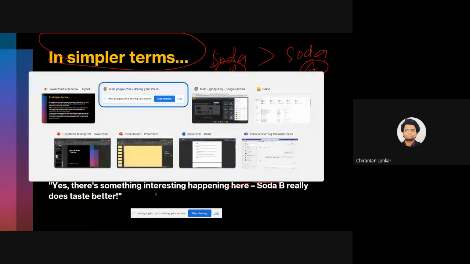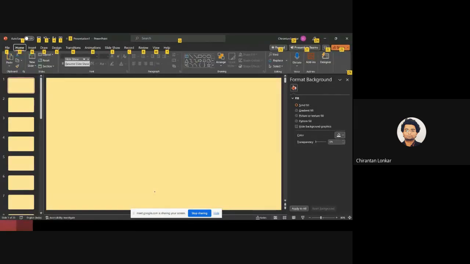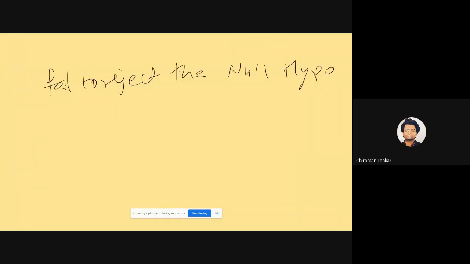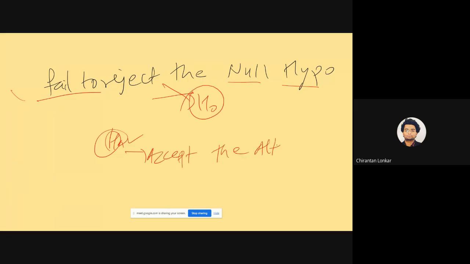Guys, if you can recall, what are the two statements? One statement says that we fail to reject the null hypothesis. We fail to reject the null hypothesis. We don't say that we accept the null hypothesis. If I want to go ahead with the null hypothesis, I'm going to say that I fail to reject the null hypothesis. And if we are going ahead with the alternate hypothesis, we say that we accept the alternate hypothesis. What is the null hypothesis again? Soda A tastes the same as soda B. What is the alternate hypothesis? Soda B tastes much better than soda A.